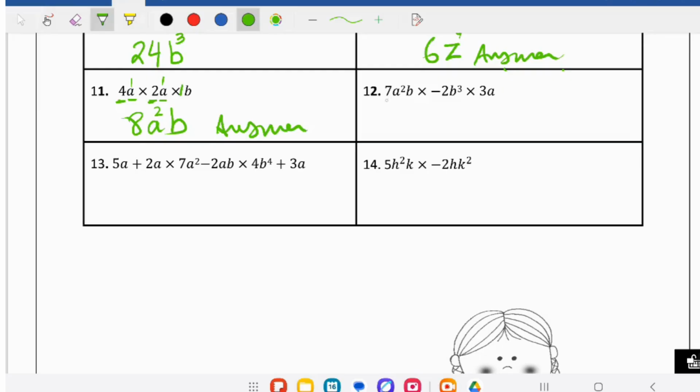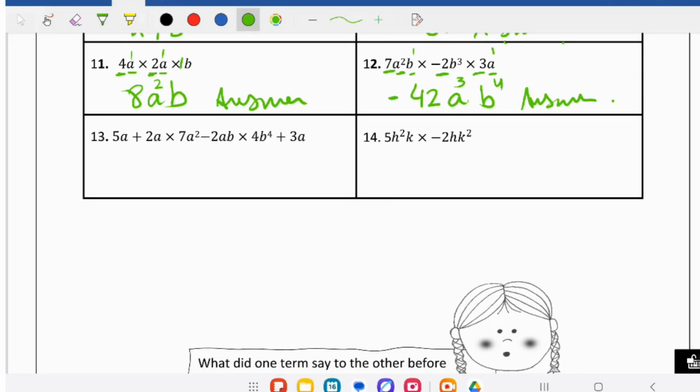In this question, I have 7, negative 2 and 3. These are coefficients. I will multiply first. 3 times 2 is 6. 6 times 7 is 42. And this is negative as well. So it would be negative 42a. a squared here, and a to the power 1. So that's a cube. b to the power 1 here and 3 here, which is b to the power 4. So this is the answer.